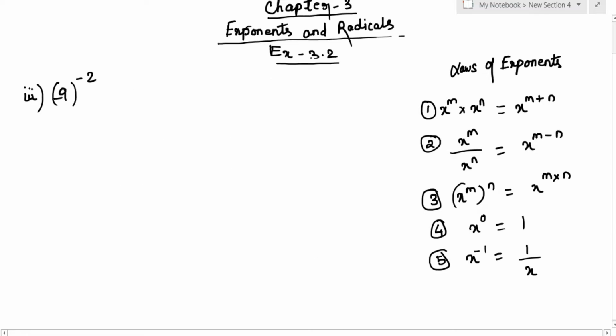Next is minus 9 whole to the power minus 2. So here you know that it has a negative power. You can make it positive by taking its reciprocal.